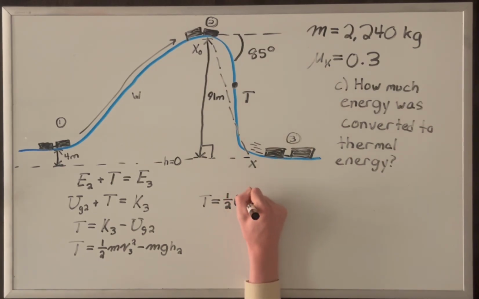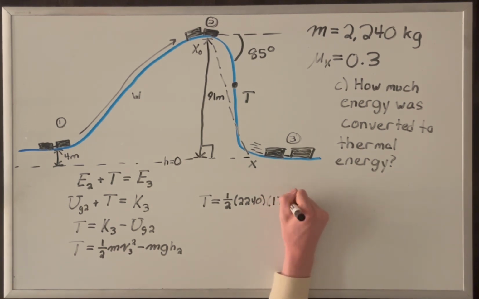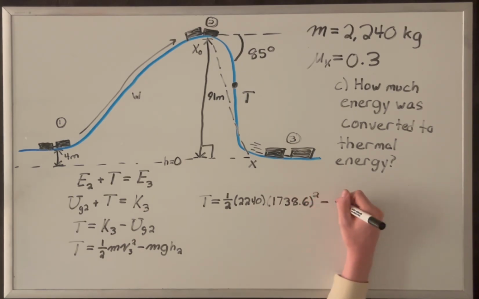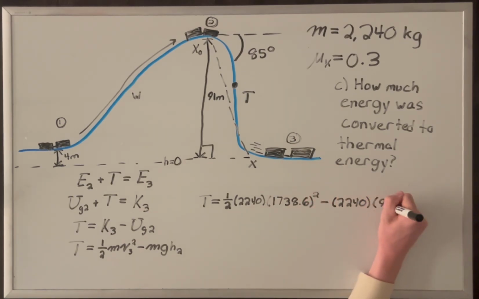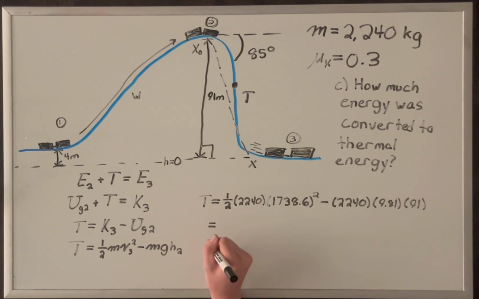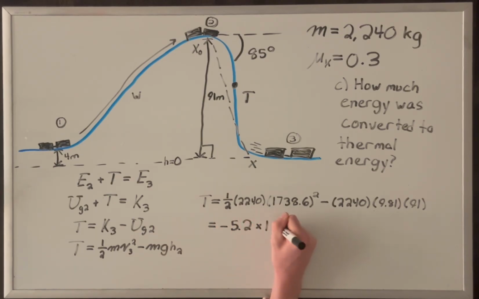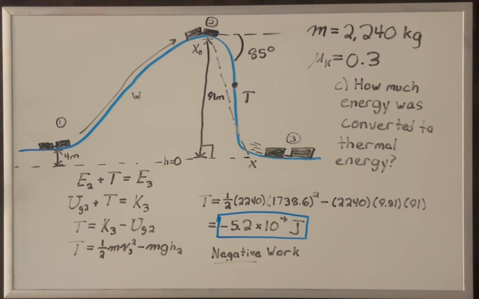We know thermal energy is going to be negative work because the train is slowing down and it's losing energy. Energy is being taken from the system. So we're looking for a negative answer. So let's plug in our values using the velocity from the last question. And we find that the thermal energy transferred from the system is negative 5.2 times 10 to the 4th joules. And like I said before, notice it's going to be negative work.